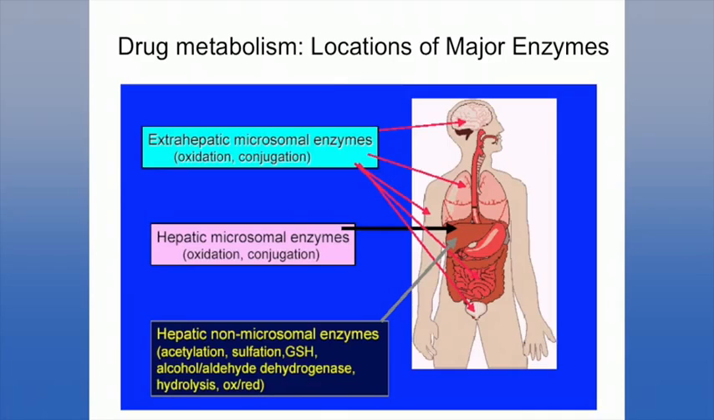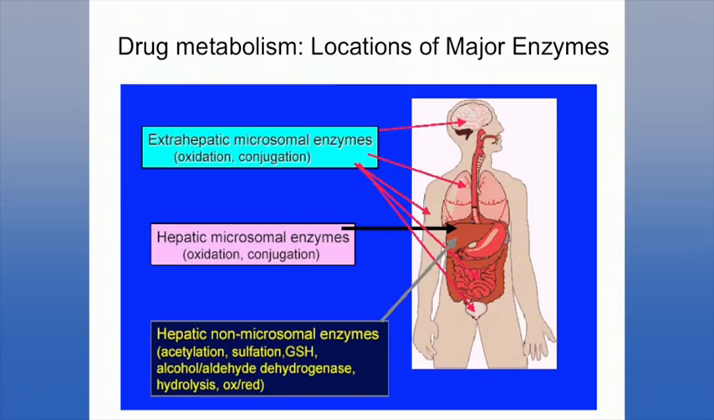These microsomal enzymes aren't confined to the liver. They're also found in other tissues, and that's what you're seeing referred to here. So extrahepatic microsomal enzymes. They exist in the brain, they exist in muscle, they exist in the kidney, they exist in the heart, to a lesser extent in the lungs. They are found throughout the body.